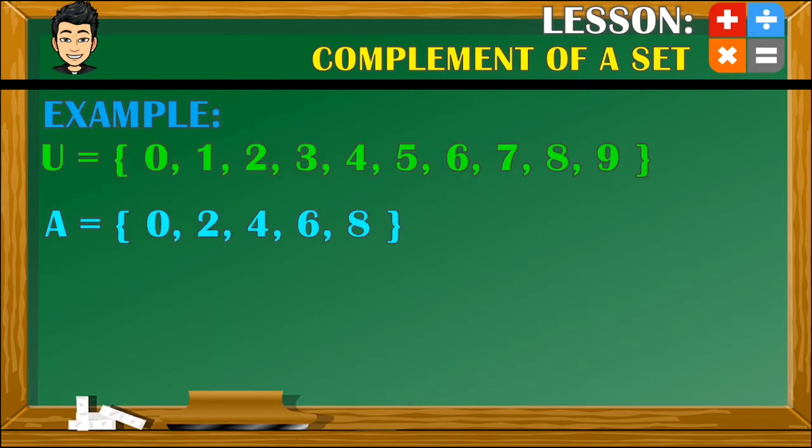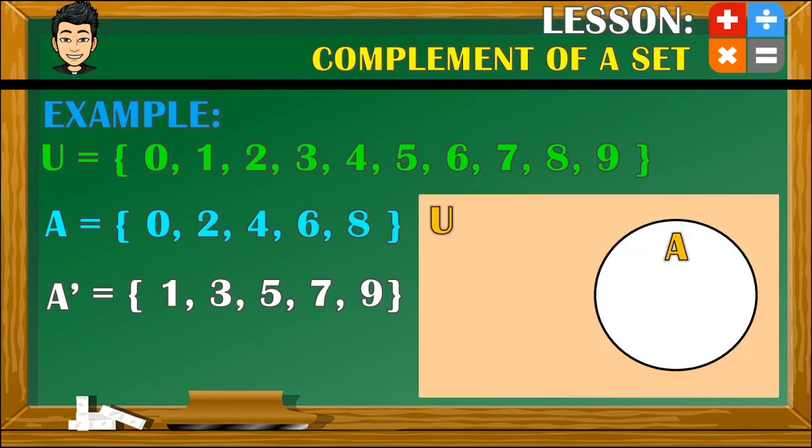Let's have another example. Set U, or the universal set, is given as well as set A. Looking at the elements of both sets, what is the complement of set A? The complement of set A consists of the following elements: 1, 3, 5, 7, and 9. Again, the reason is these are the elements that are in the universal set but are not found in the given set A.